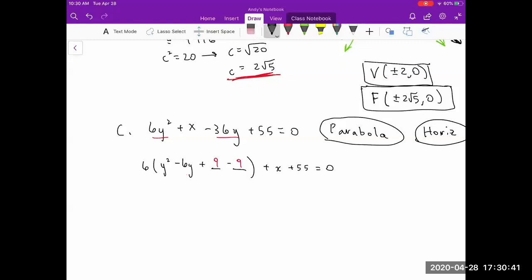Okay, good. So the first 3 we can complete the square with, and we'll get y minus 3 all squared. And then we have that minus 9 lingering there. Now if we distribute this 6, everything else is obviously the same. Plus x plus 55 equals 0. Good. So we end up with 6 times the quantity y minus 3 squared minus 6 times 9, which is 54. Perfect.